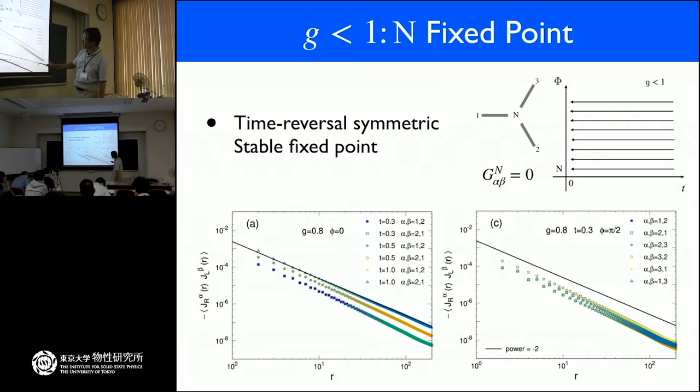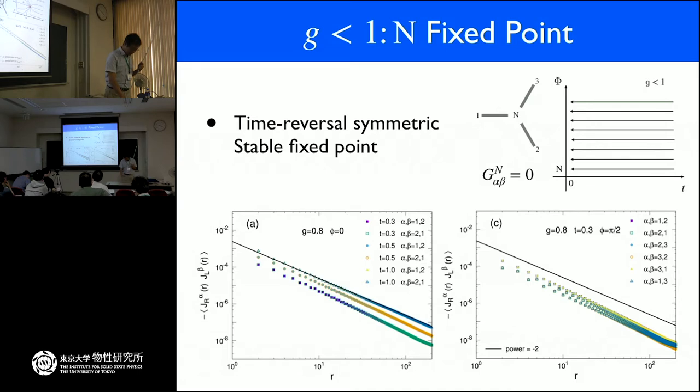Let's forget about this t equal to 1 case. It's hard to see, but if you look at other cases, the symmetric slope is larger than 2. And when you throw in the flux, the same.